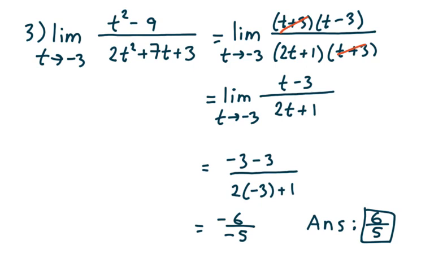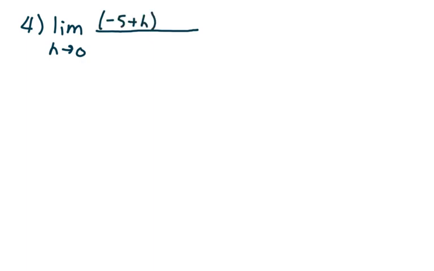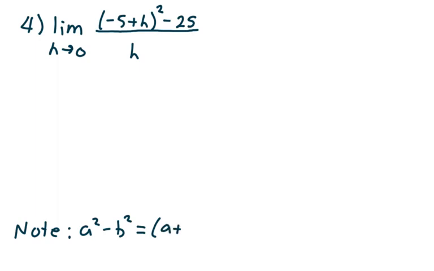So let's take a look at this example. On example 4, suppose we have the following. Suppose we have the limit as h goes to 0 of... In the numerator, we have (negative 5 plus h) raised to the second power minus 25, all over h. Now, here's what I would do. Now, I want you to notice... we'll put it down here. Isn't a squared minus b squared equal to (a plus b) times (a minus b)? And remember, 25 is equal to 5 squared.